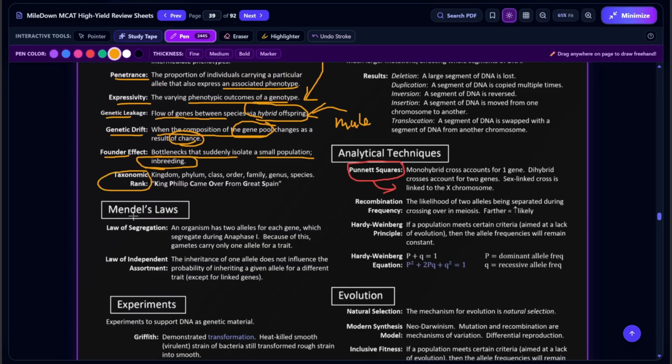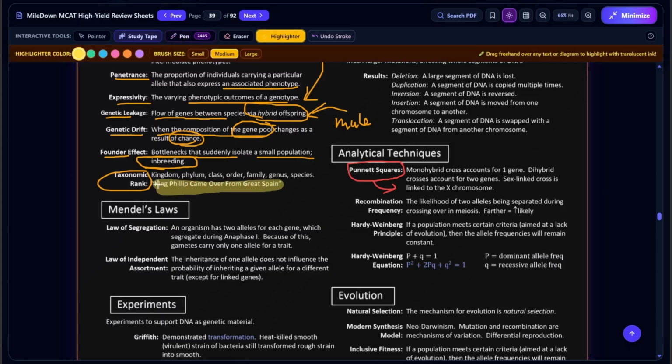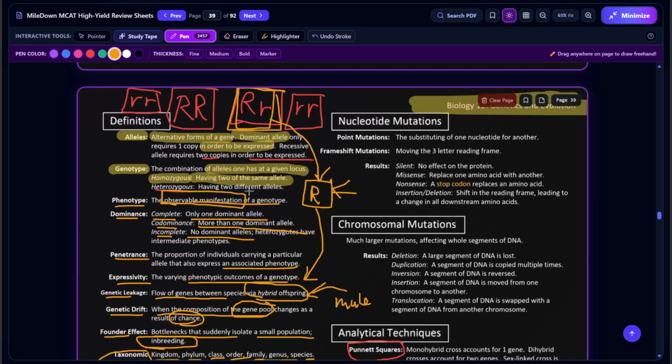Taxonomic rank. A lot of people memorize it by this phrase here: King Philip came over from Great Spain, or you can memorize King Philip came over for great soup. I like the soup one better. I don't know why it's not there, because food is always good. So kingdom, phylum, class, order, family, genus, species. You just have to literally memorize that.